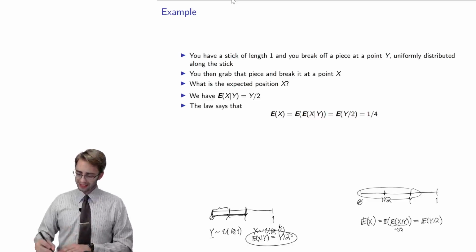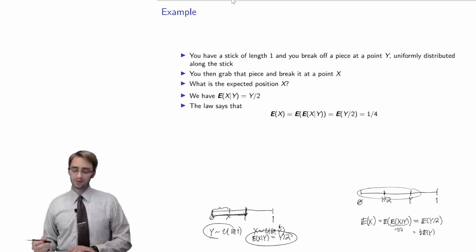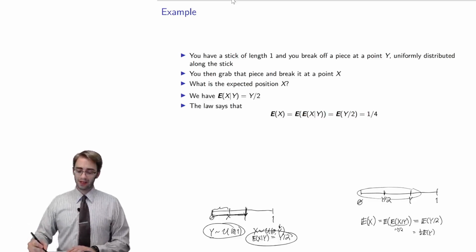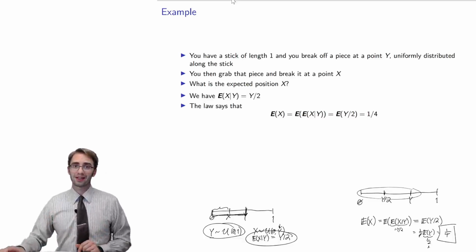And so what is that? That's 1/2 of the expected value of y. Y follows a uniform distribution from 0 to 1, so the expected value of y is, of course, 1/2. And so therefore the expected value of x is 1/2 times 1/2, which is 1/4. So that's how we calculated that.